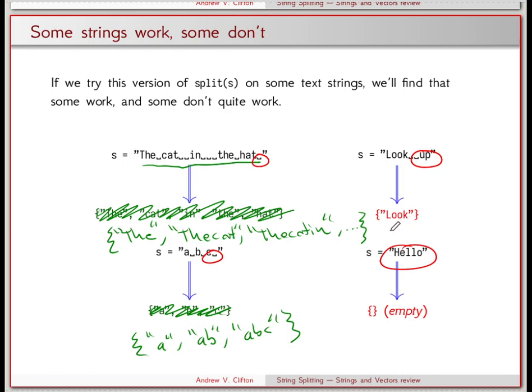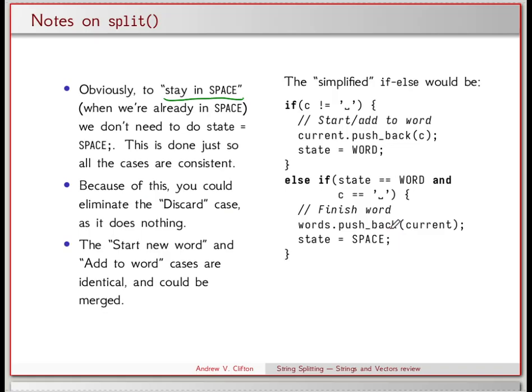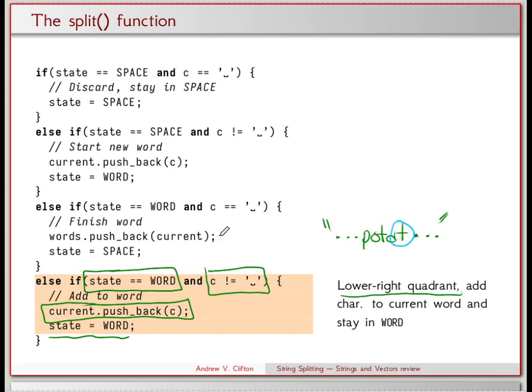The reason for that is, if we go back to the code up here, we only add a word to the vector if we see a space. Seeing a space triggers the finish word action that makes words get added to the vector. So if the string ends with a space, we will take the last word that was still being built up and add it to the vector. But if the string doesn't end with a space, there's nothing to trigger that finish word action, and that last word is just thrown away.